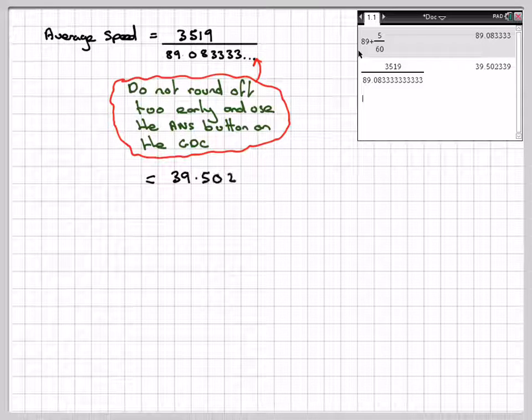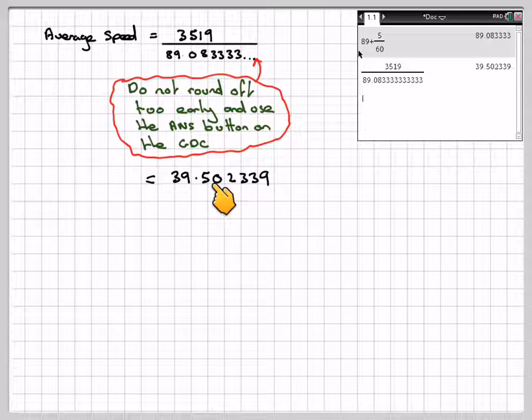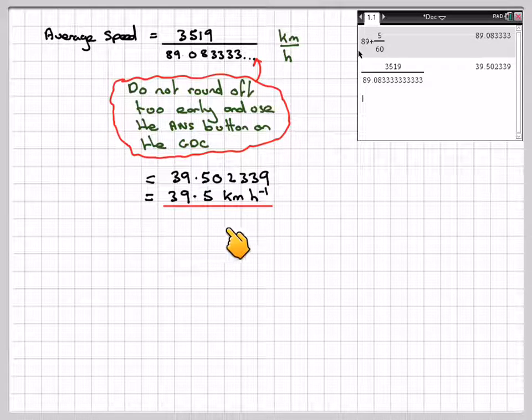There's a screenshot, so it's 39.502339. And on an exam paper, always write down the calculator answer, and then that 0 won't have an effect on that 5, so therefore it will be 39.5 kilometers per hour, because we've done kilometers divided by hours here, so kilometers per hour is the speed.